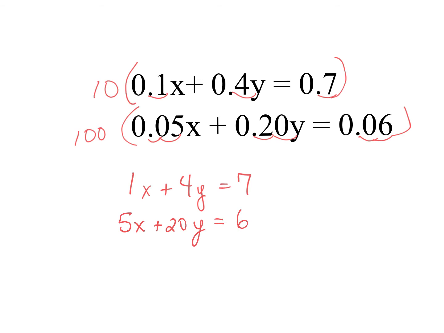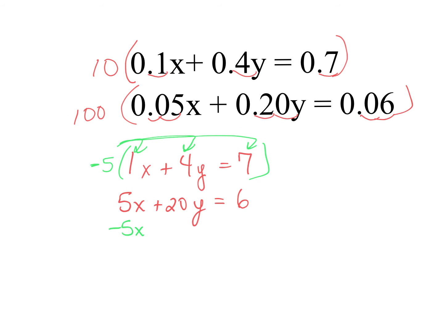Everybody with me? Now, cancel out whatever you want. It doesn't matter if you want to cancel out the y's or the x's. I'm going to say x just because if I multiply the whole top equation by negative 5, right? What we do to one side, we do to the other, so all the way through. So I have negative 5x minus 20y equals negative 35. So 5x and a negative 5x cancels. Positive 20 and a negative 20 cancel. So I'm left with nothing on this side. And then I have 6 and a negative 35 gives me negative 29.